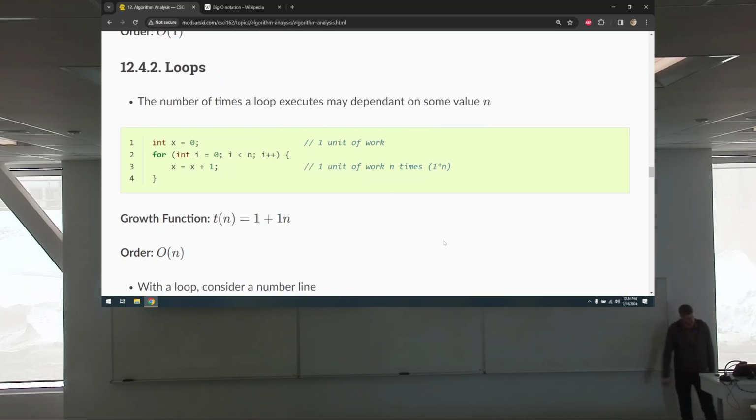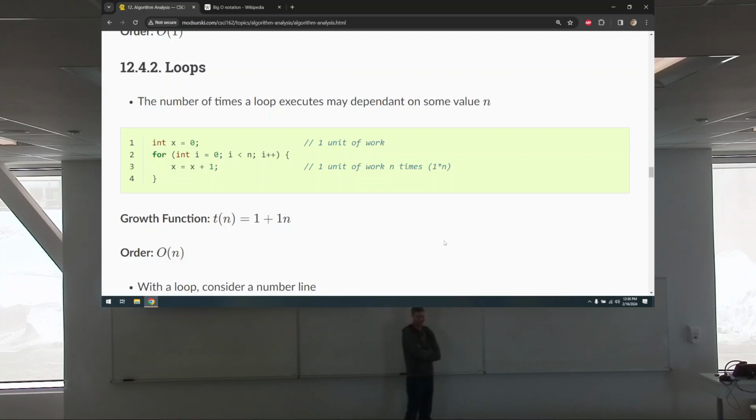Now, look at this code. The trick is, first of all, don't try to skip any steps. How much work is happening? Outside of the loop, there is 1 unit of work. And inside the loop, there's 1 unit of work. However, how many times will that inside loop run? N. So if you are doing 1 unit of work n times, how much work are you doing? N. So this would be the 1 plus the 1 times n. All right?